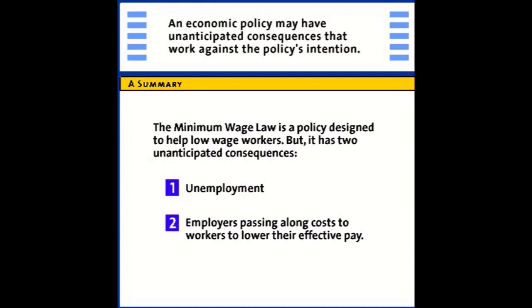So why then are labor unions often in favor of minimum wages? We'll see this in the next unit when we consider the relationship between wages and productivity.